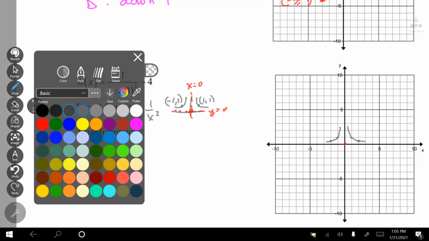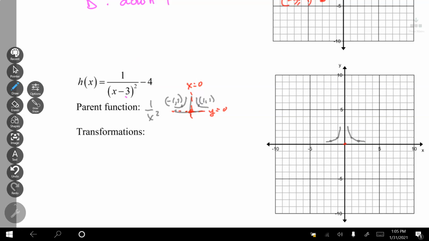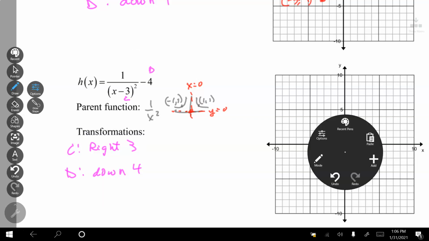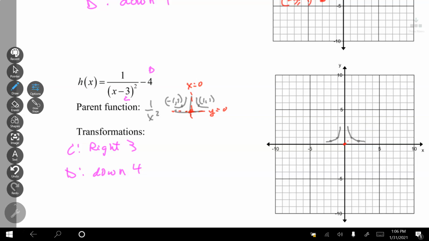My transformations. Now this one is not nearly as much. I just see a letter C and I see a letter D. C is a negative value, so opposite of 3 is positive 3. That would be right 3. And D is down 4. And the first thing I'm going to do is move where my asymptotes meet at the origin. So it's going to go right 3, 1, 2, 3, 1, 2, 3, 4. I'm going to put a new red dot, and this is where the 2 asymptotes meet.